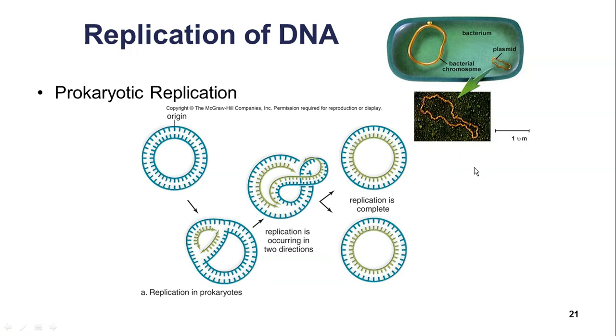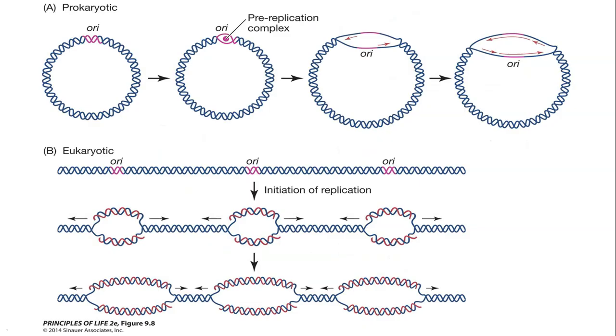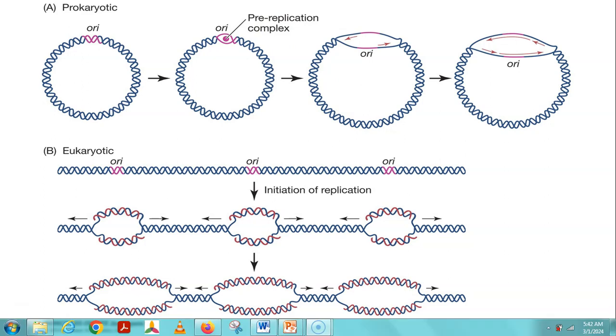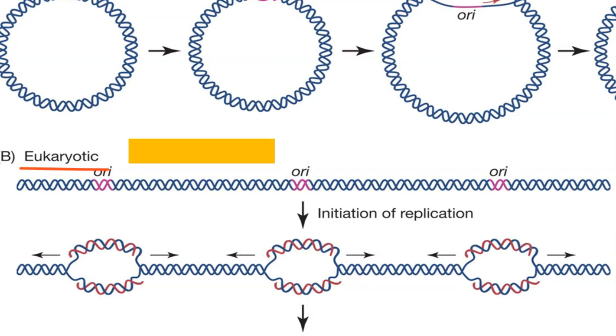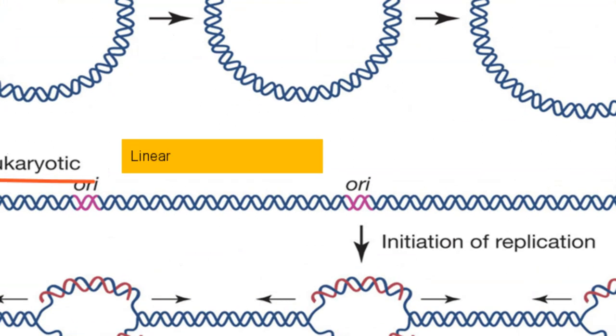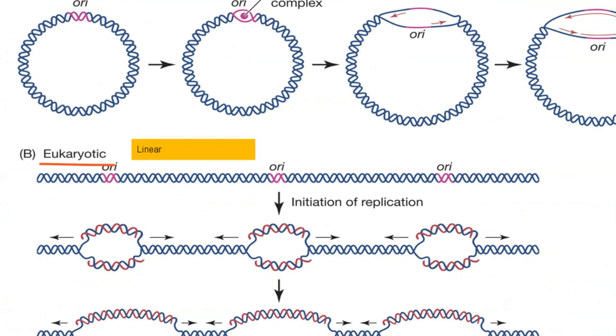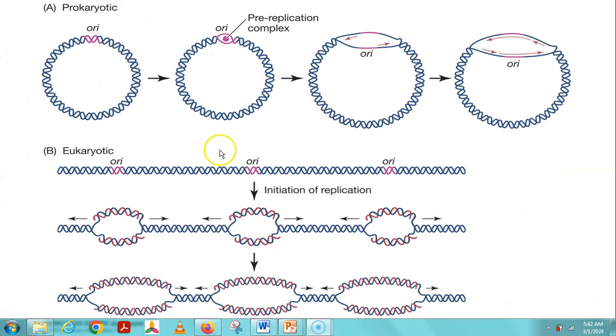Here's what it kind of looks like. Replication is complete. And so here's the difference in eukaryotic. Eukaryotic is we have, again, a linear chromosome. Sorry, I'm trying to do this on an old computer and it's not working out too well.